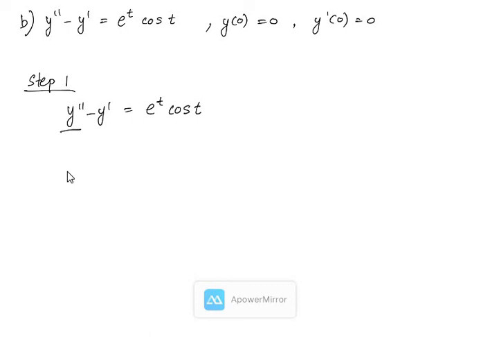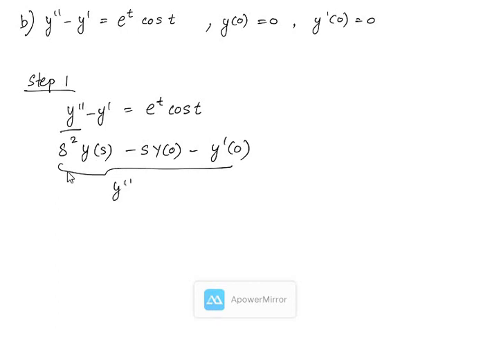As mentioned in the table, we have s squared Y(s) minus s y(0) minus y prime(0). This part is for the y double prime. Then minus the y prime, and y prime refers to s Y(s) minus y(0), equal to e to the t cos t.